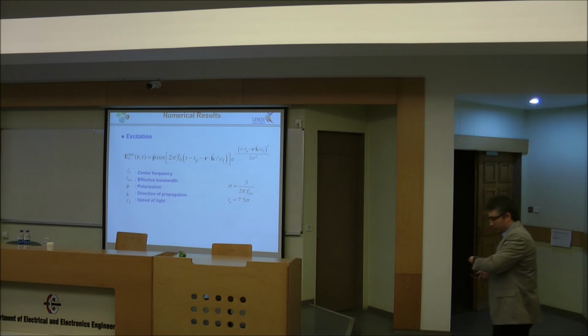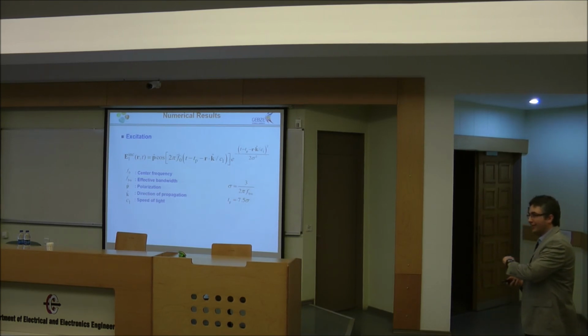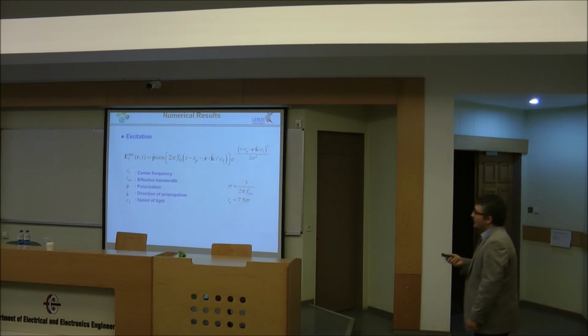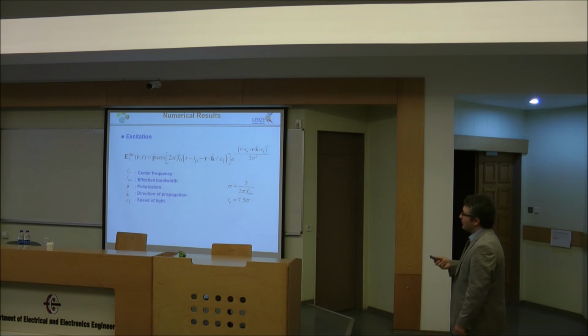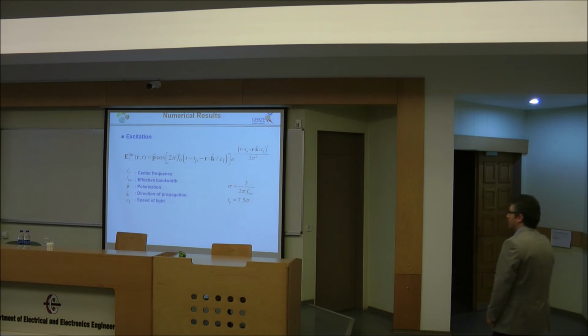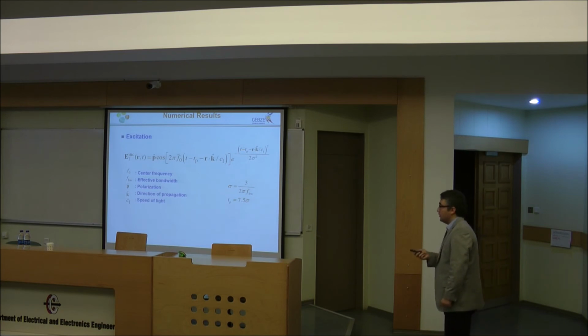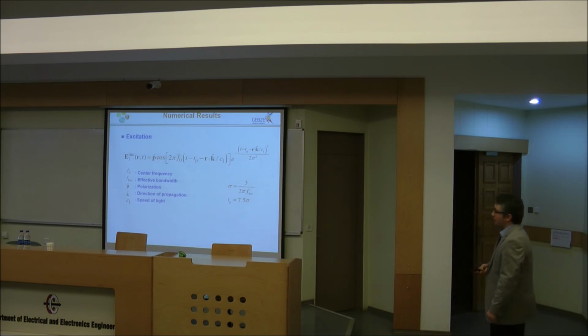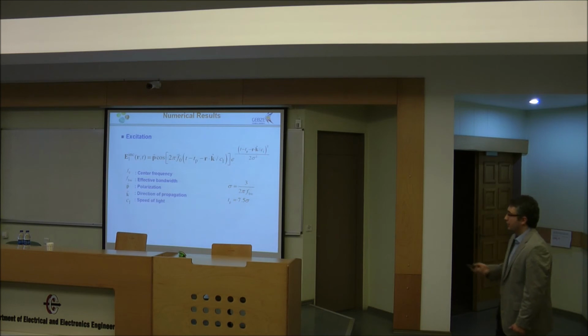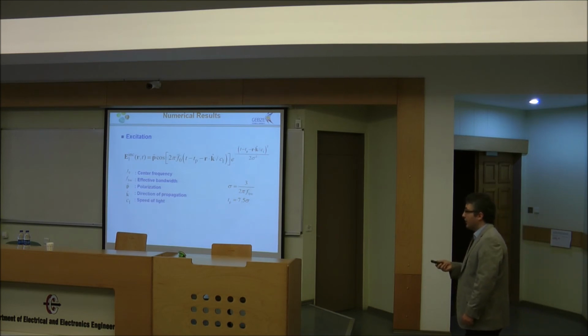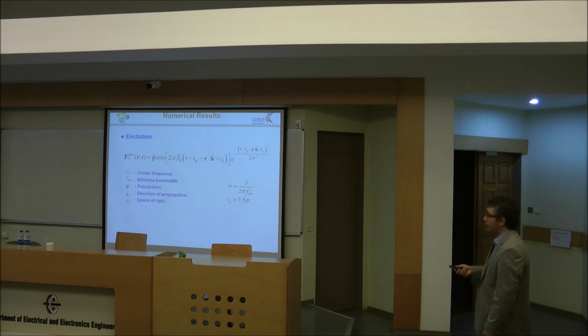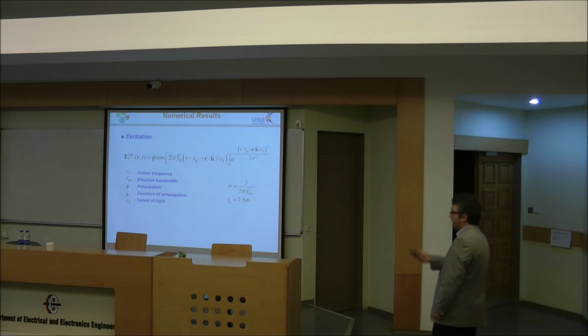Okay. Now I'm going faster than I planned. So now I have some numerical results. In the numerical results, we use a plane wave with a modulated Gaussian signature defined by F0, the center frequency, and delta F, the bandwidth. This is the effective bandwidth.